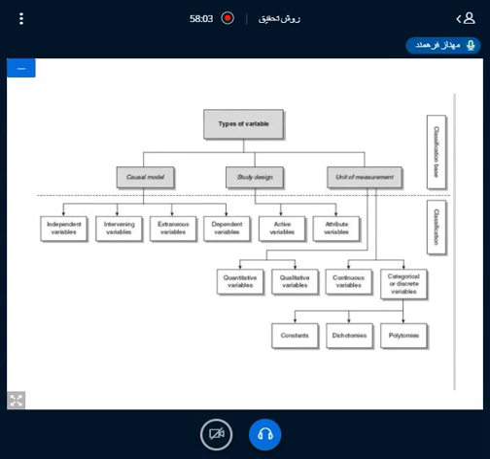Okay, and then in this chart you can see types of variables.